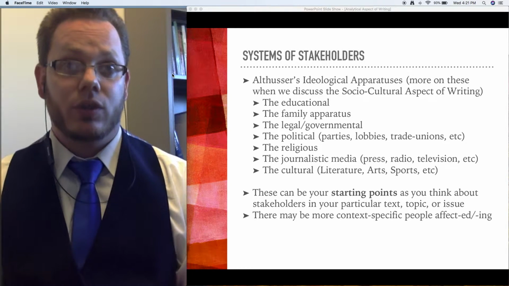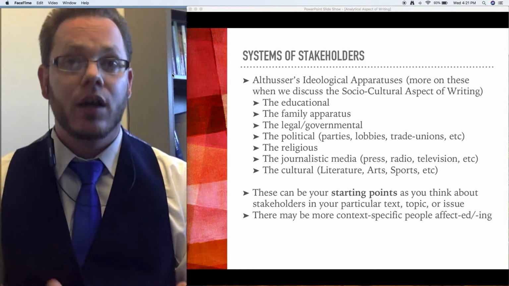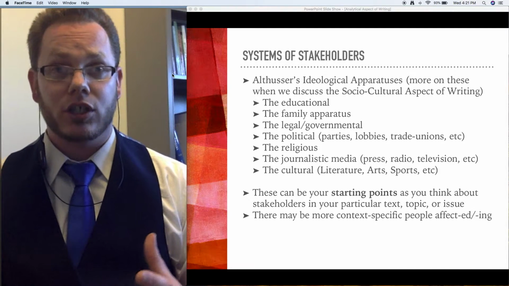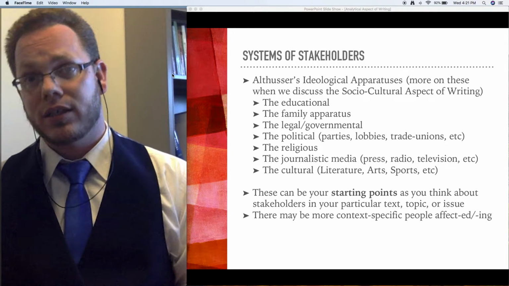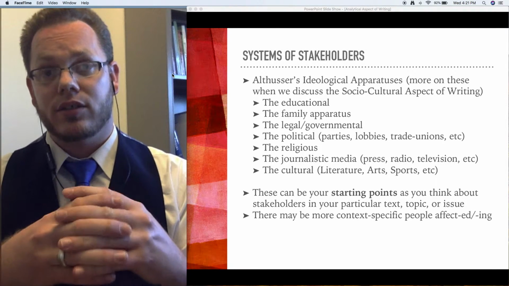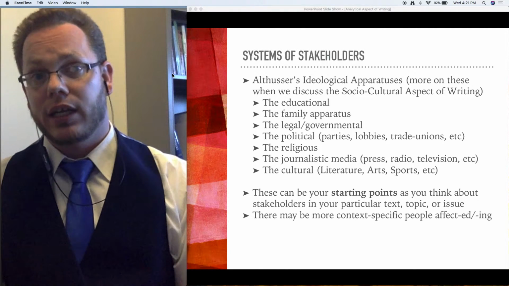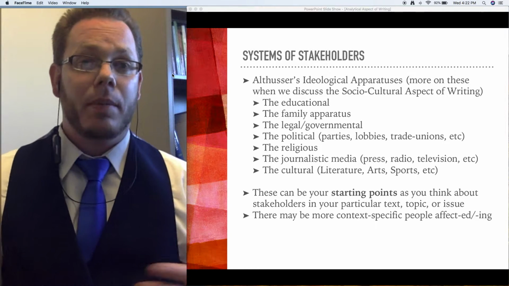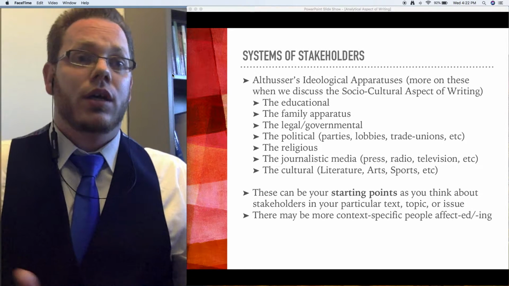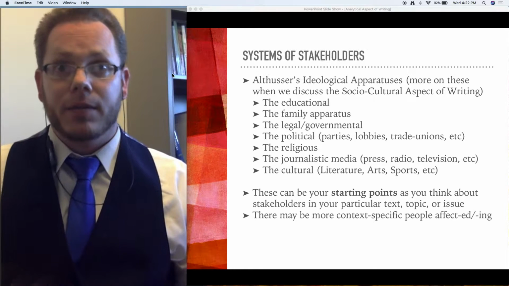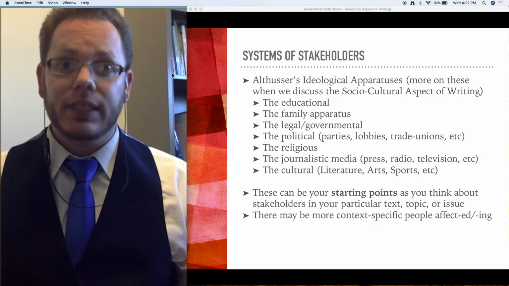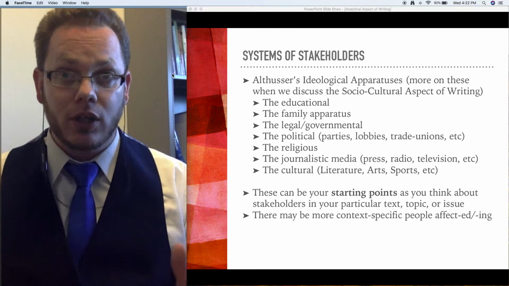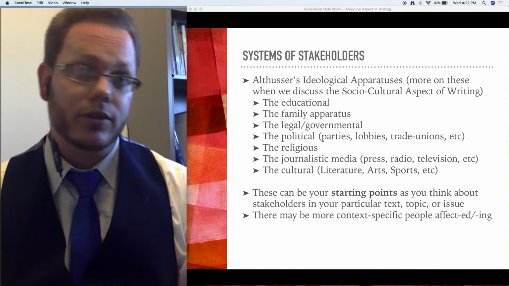When it comes to family, are we talking nuclear family, mom, dad, kids? Are we talking about cousins, brothers, uncles? Blood relatives, friendships? The family apparatus may be more close-knit, so it may include friends. Are we talking legal or governmental, political, like parties, lobbies, trade unions? Are we talking about religious organizations, pastors, preachers, bishops, imams, that sort of thing? Are we talking journalistic media, press, radio, television, specific people or people groups, so news anchors?